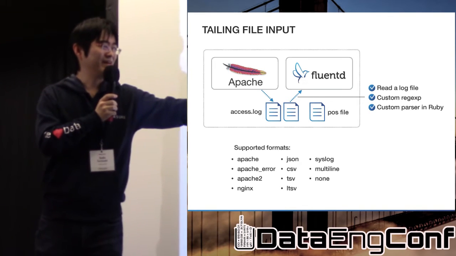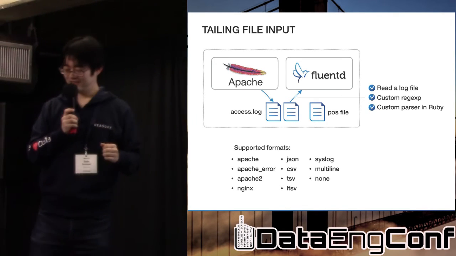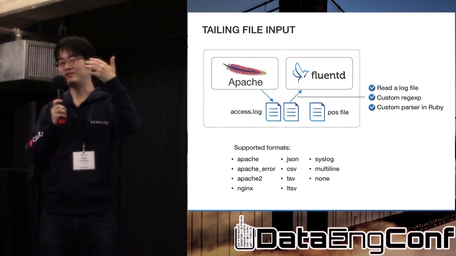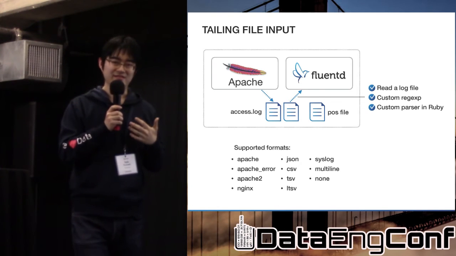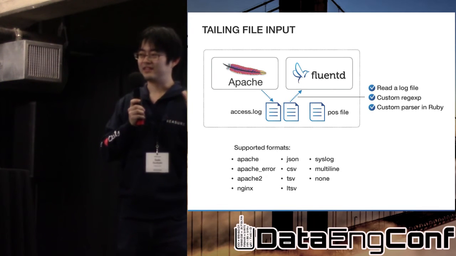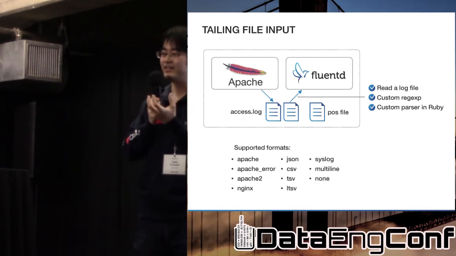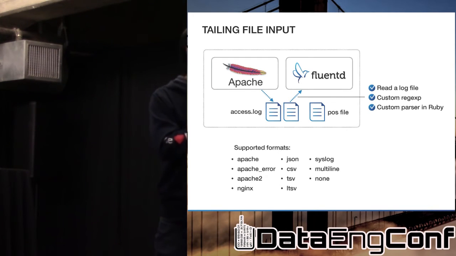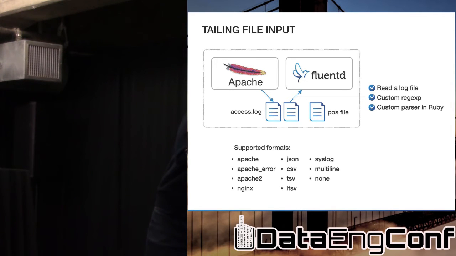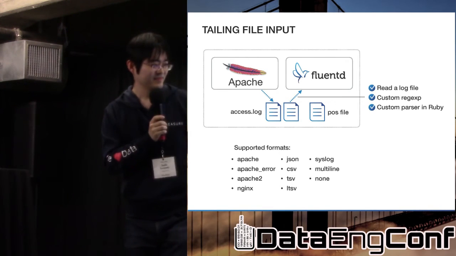So Fluentd creates a file called posfile. Posfile stores the last location of the file so that the next polling can read from that position. And it also stores the inode number of the file. So Fluentd can detect the log rotation by checking the inode difference. So the in_tail plugin takes care of that problem. And also, you can plug in those parser plugins. Here, I used Apache as the example, but there are plugins for Apache error logs, or JSON format, CSV format, TSV format.